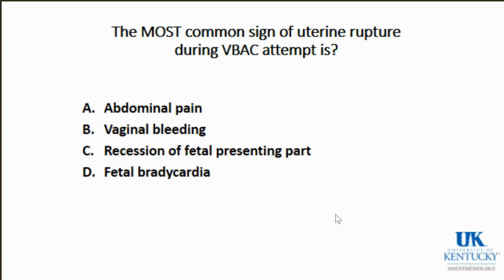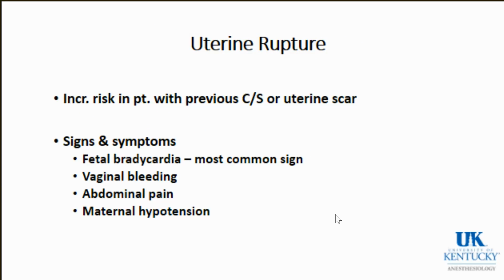What is the most common sign of uterine rupture during VBAC attempt? This has been a question in the past. So the answer is fetal bradycardia. It's actually abnormal fetal heart tones. These other signs and symptoms you can see, but the most common is fetal bradycardia.